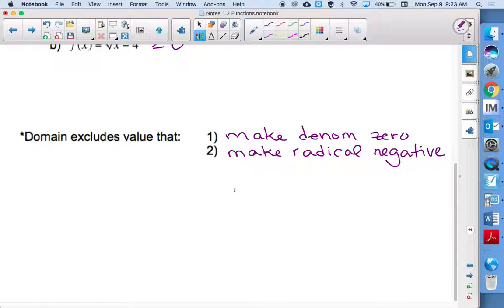So the denominator can't be 0. The square root cannot be negative, so it has to be greater than or equal to 0. Because if it can't be negative, the only option would be for it to be greater than or equal to 0. It's allowed to equal 0.